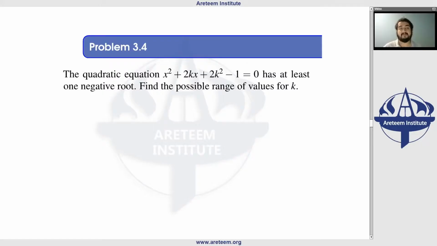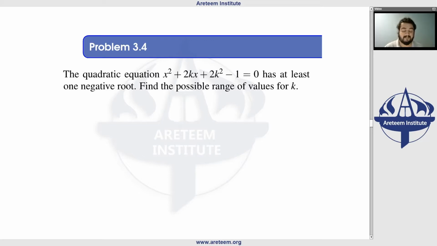We have a quadratic equation x squared plus 2kx plus 2k squared minus 1 equals 0. And they're telling us it has at least one negative root. And so we'd like to figure out what possible values of k we could have so that this is true.